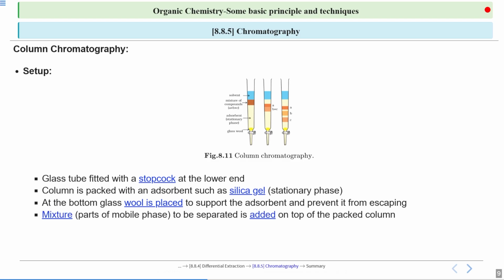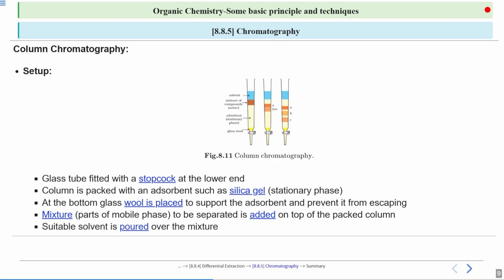Then after, the mixture to be separated is added on the top of the packed column. You can see a brown layer. Suppose it contains three different types of components, A, B and C. We are placing that mixture above the silica gel. Then after, we have the solvent, which is present in blue color. So these are the three parts.